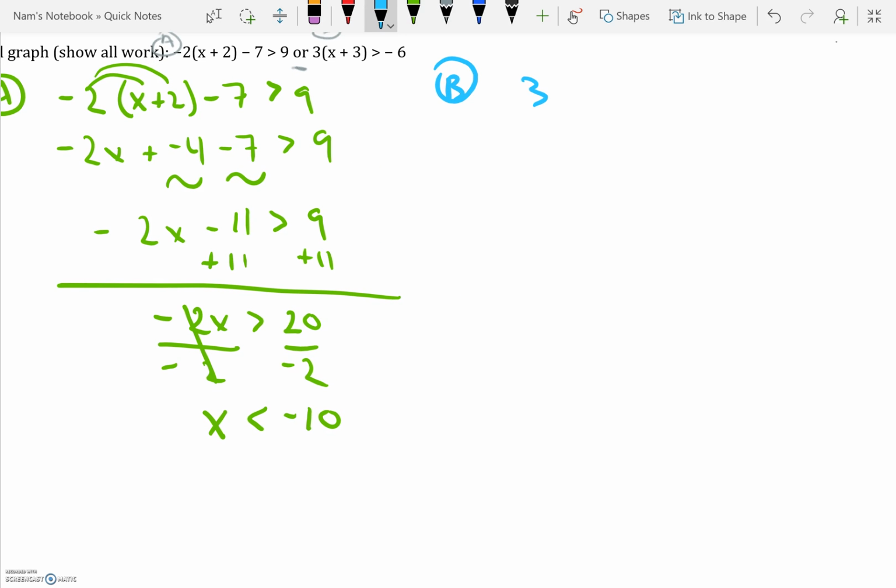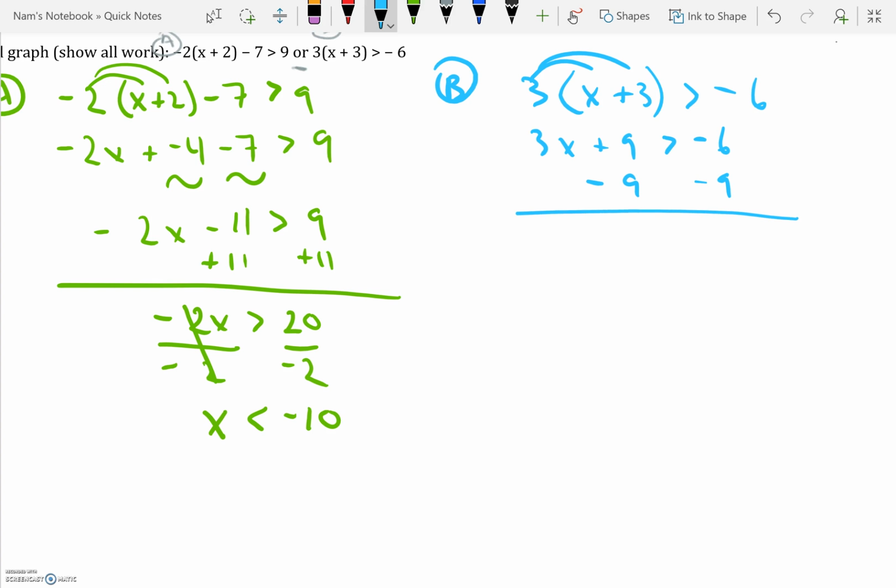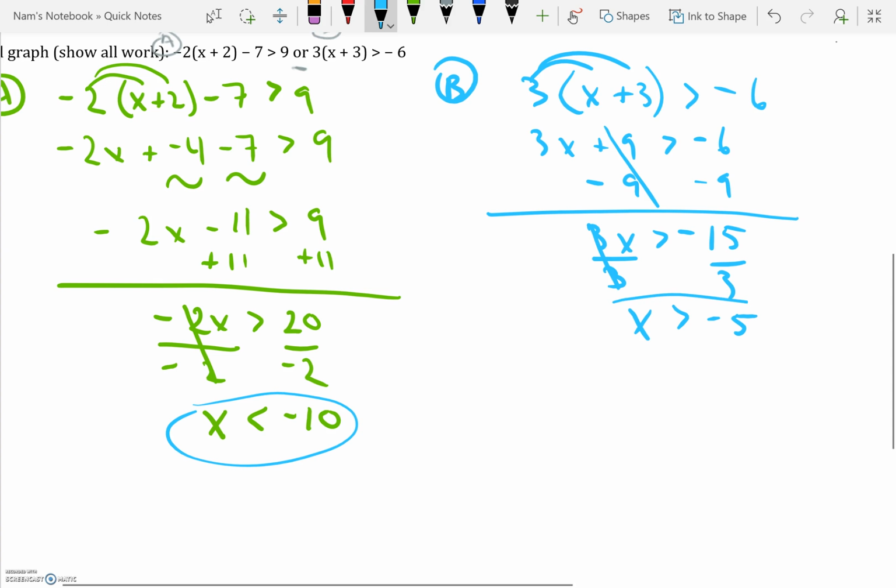Let's go to B. B reads 3 times x plus 3 is greater than negative 6. First thing I'm going to do, distributive property. I get 3x plus 9 is greater than negative 6. Additive inverse here, subtract both sides by 9. I get 3x is greater than negative 15, because negative 6 minus 9 is negative 15. Divide both sides by 3 to get x by itself. And since I'm not dividing by a negative, just a positive 3, I do not flip the sign. So here are my two solutions, my two boundaries.